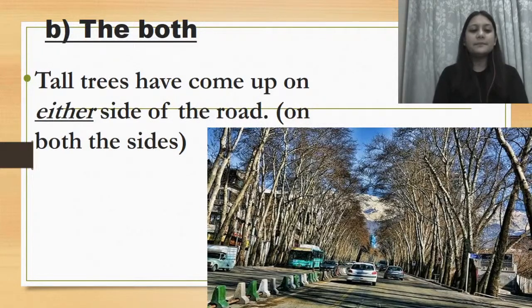Clear? For example, let's just say, tall multi-story buildings are there on either side of the road. Either here means on both sides of the road. Here, there is a walking pathway, a walking pavement. Okay, there's a footpath on both sides of the road. So we can say there's a pavement or a footpath on either side of the road. Clear?